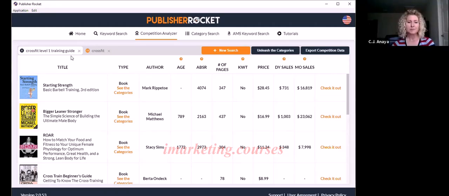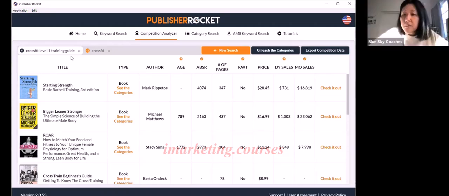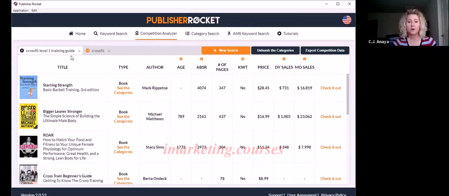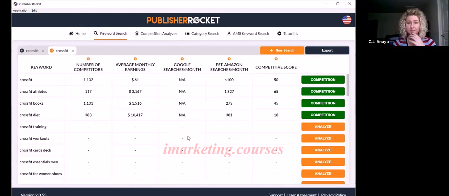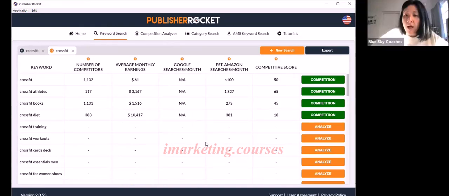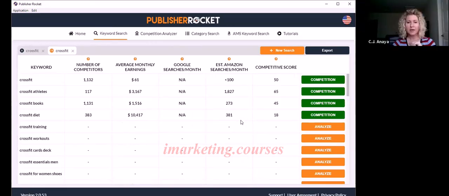Okay. What is a decent number of Amazon searches per month? What is, sorry, say the question again. What is a decent number of Amazon searches per month? Okay. Definitely over 100. I know that sounds very broad, but anything over 100 makes me happy.